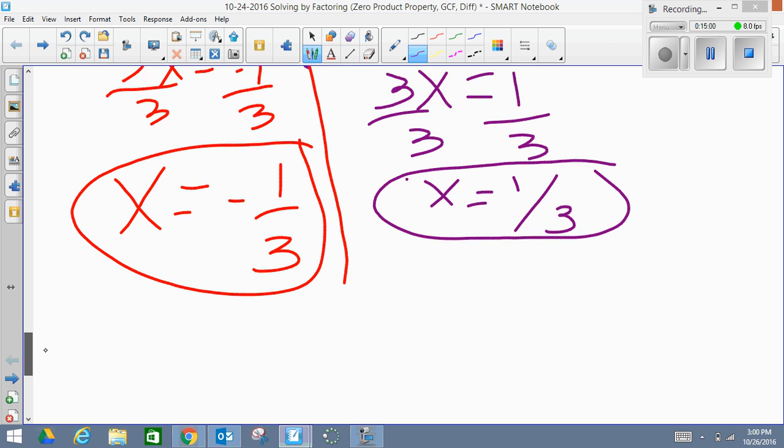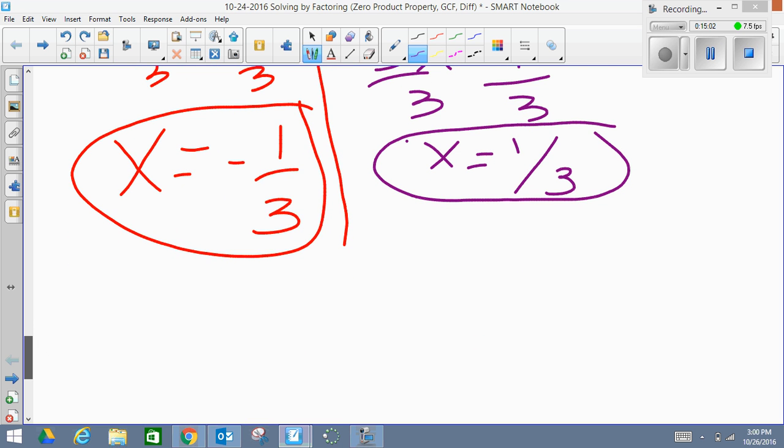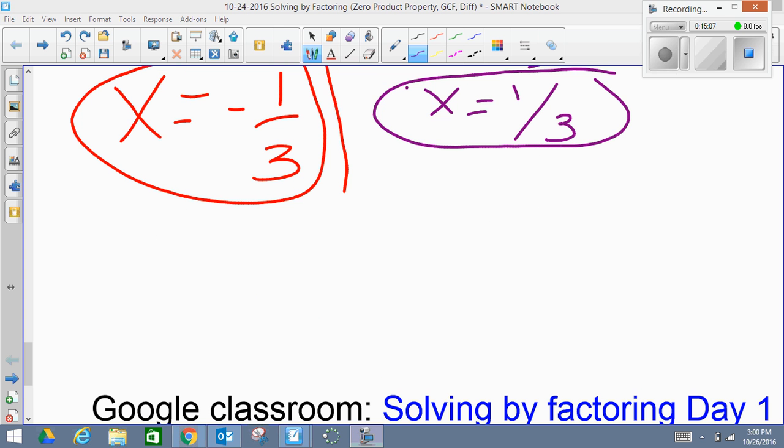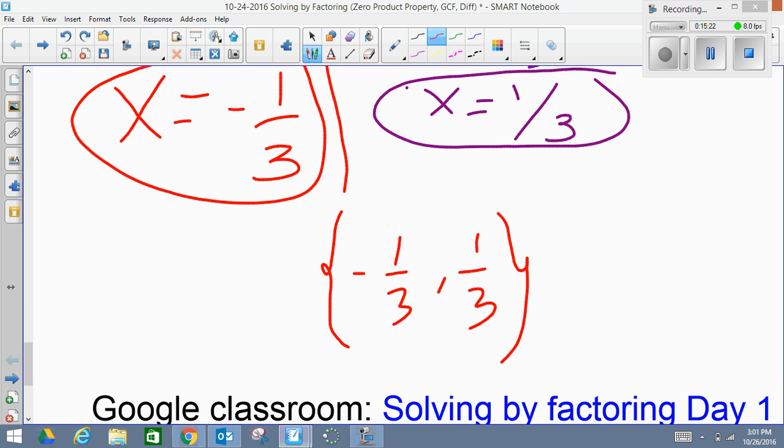Now, you can write your answers like that, or you can write your answers in braces, which many textbooks will have the answers written with. So my first answer is the lowest one, which is negative 1/3, comma. The bigger one is 1/3, close braces. So you can show them like that in braces, or you can show your answers with the x's. Either one of them.